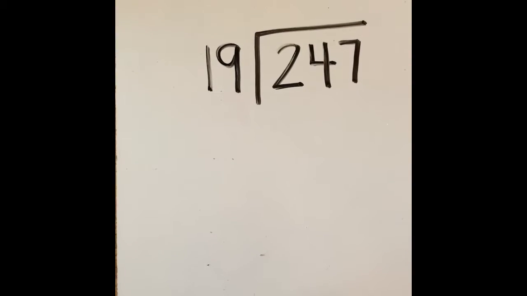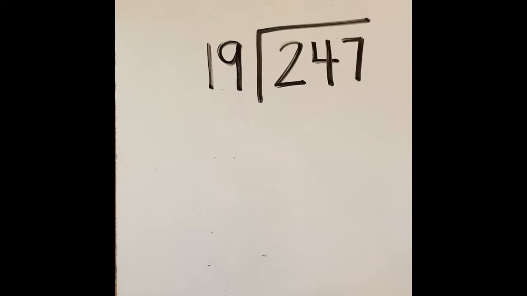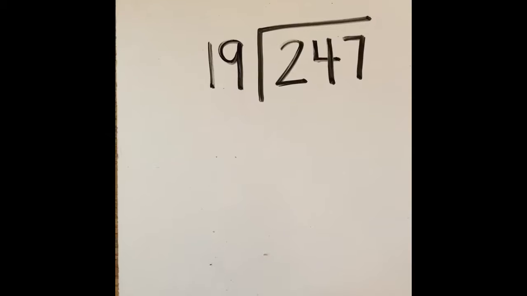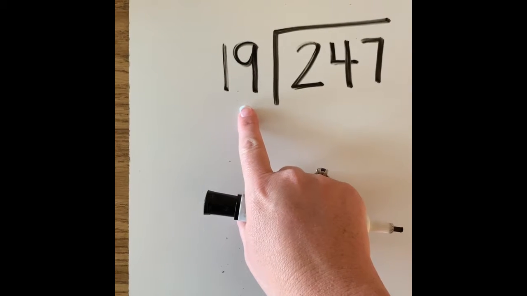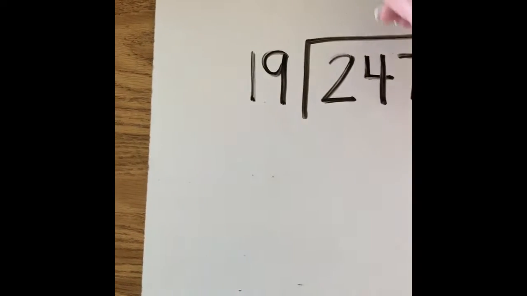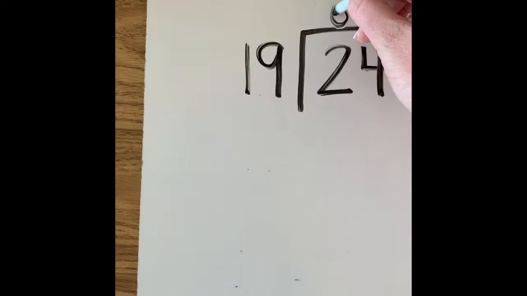Parents, today in Pearson 5.4, we worked on partial quotients. I just wanted to give you a little bit of help if you're trying to work on this at home. The first thing I asked the students is, how many times does 19 go into 2? Students should answer 0 times.